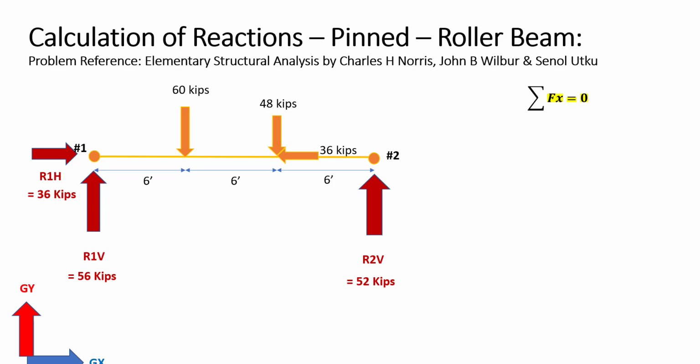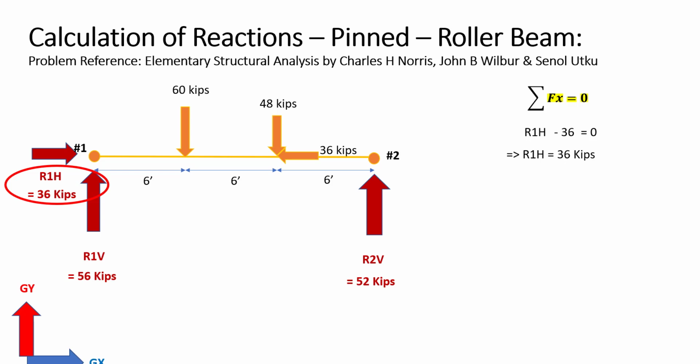Now what we'll do is solve the summation of Fx equal to 0. Since we are assuming R1H along the positive direction, we'll have a positive value of R1H, and then we have one applied load acting in the negative direction, the horizontal load of 36 kips, acting along the negative direction of the global x-axis. So we have R1H minus 36 equals 0, and we solve R1H as 36 kips. That is what we had already got in our earlier solution.